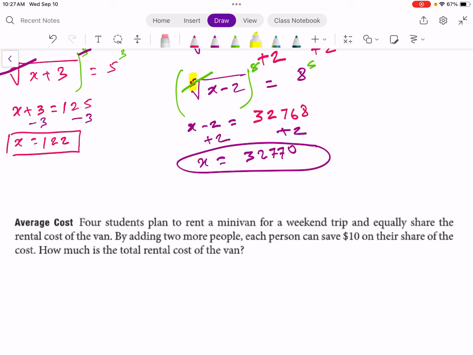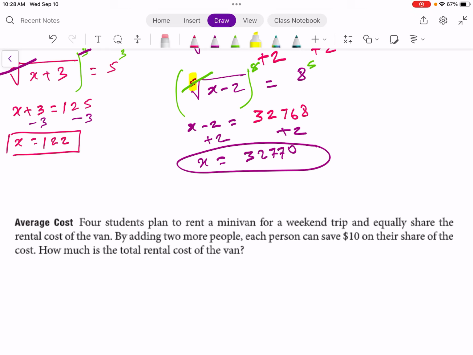So you are 4 and you plan to rent a minivan. You divide the rental cost equally. Now, if you could add 2 more in your group, the rental cost for each person is reduced by $10. Our target is finding the total rental cost of the van.